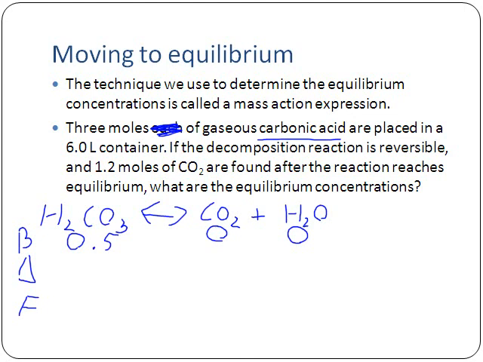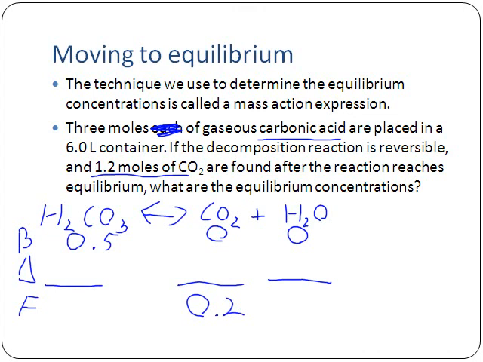But how much? Well, we know that there are 1.2 moles of carbon dioxide found after the reaction reaches equilibrium. So if we were to look at our final amounts here, we know that afterwards there are 1.2 moles of carbon dioxide, but we don't want moles, we want molarity, concentration. So we take our 1.2 moles and divide it by the size of our container, which is 6 liters. And so that's 0.2 if you do that math here. And so we know we end up with 0.2 molarity concentration of our carbon dioxide.